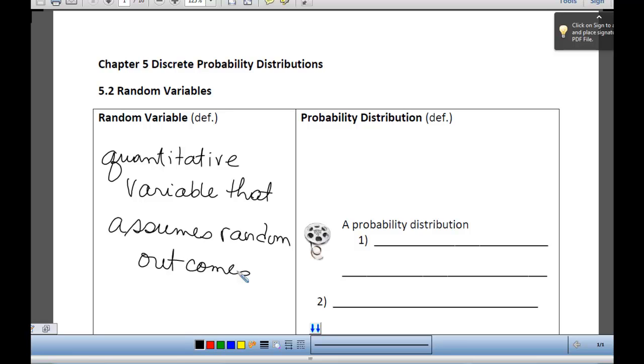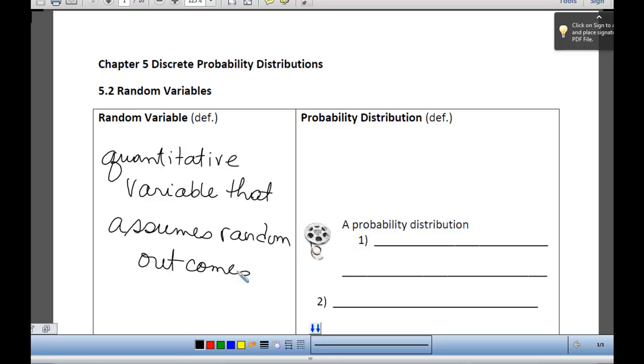The fact that the child is a boy or a girl is not a random variable, but when we start to count something about that process, then that's what we call the random variable. So it has to be quantitative, and the outcome that it takes on is randomly assigned. We don't say how many boys or girls there will be in three children.